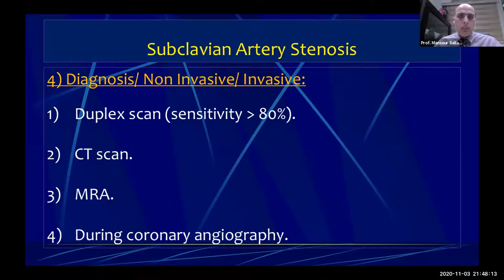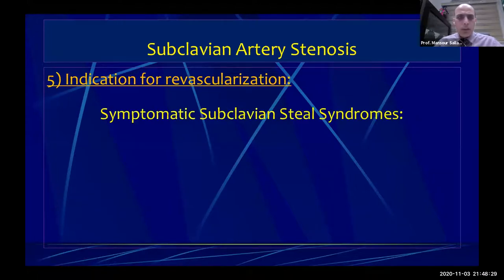Duplex scan, I think, plays a very, very important role in such a situation. CT scan, as in the nice image that we presented right now, and MRA also play a very important role. During coronary angiography, we can inject and document the subclavian artery stenosis.